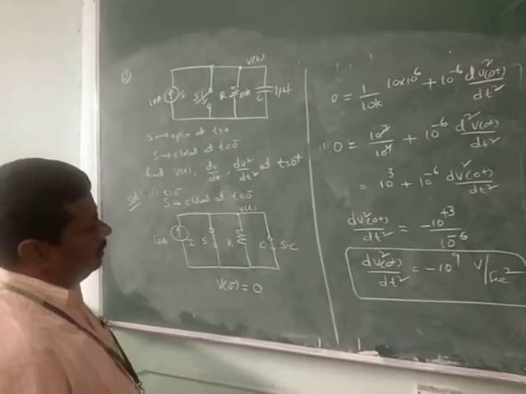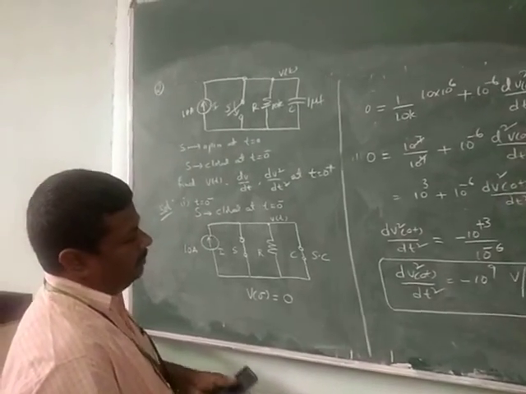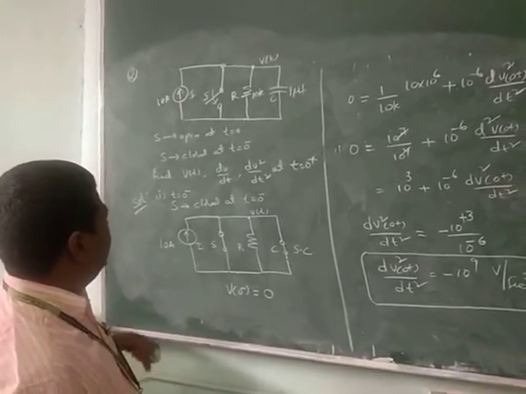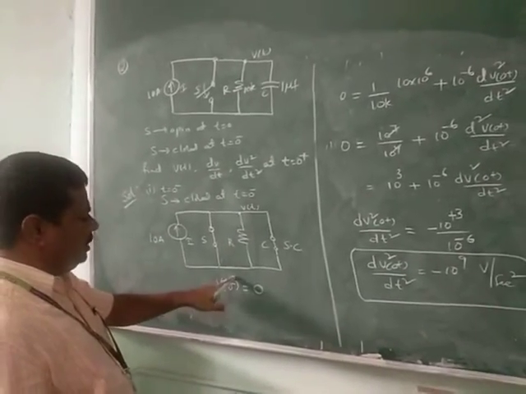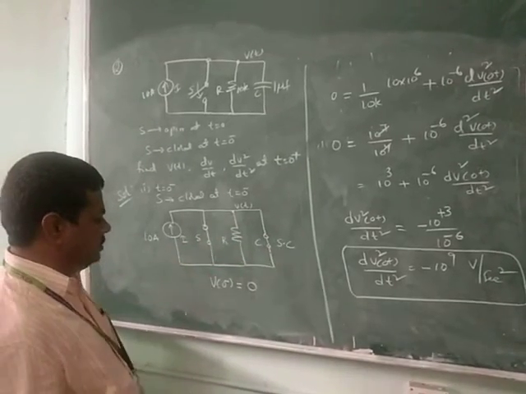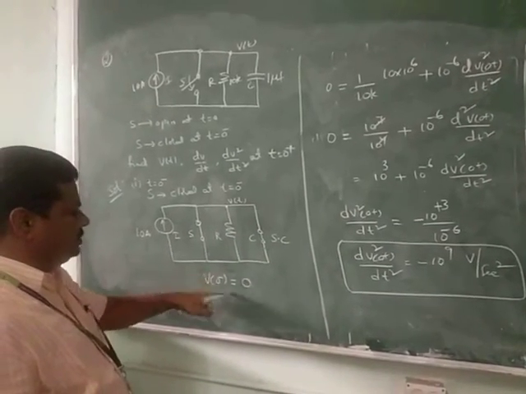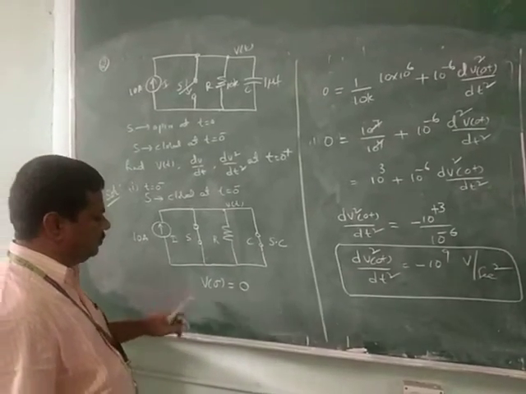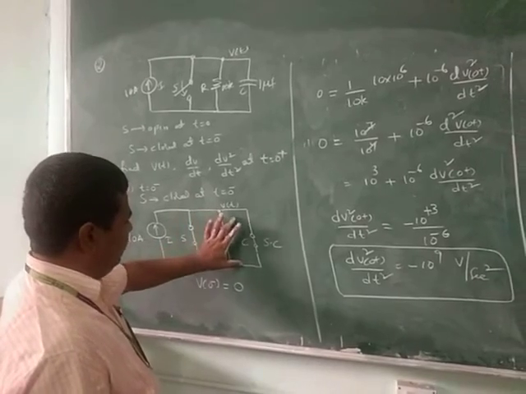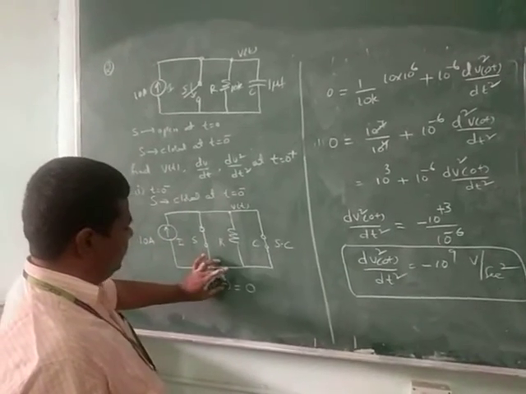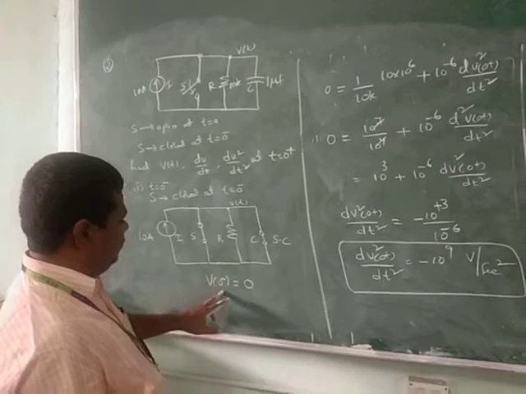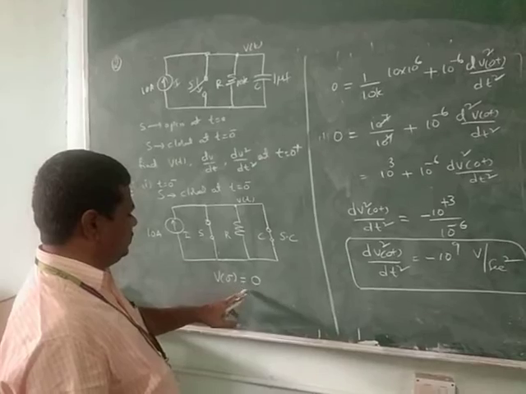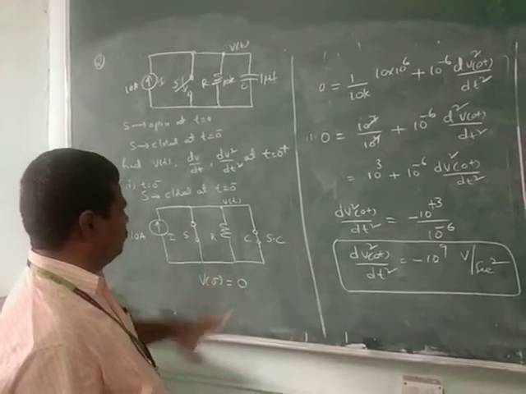Like that you have to calculate, based on the initial condition, the voltage here. The first step is V of 0 minus: the capacitor is short circuit. Similarly, at 0 plus also the capacitor is short circuit. In both cases this value is equal to 0. The voltage across the capacitor, or output voltage, at 0 minus is equal to 0, and at 0 plus is equal to 0.